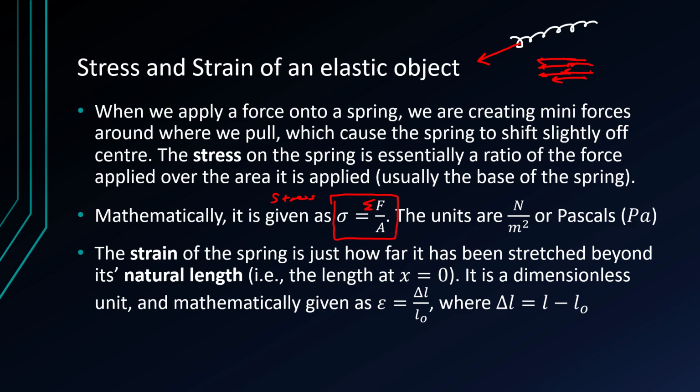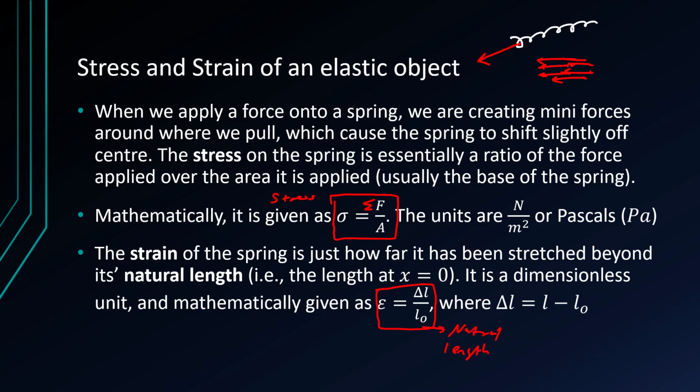Now the strain is essentially just how far it's been stretched, simply. So it's dimensionless and is given this formula here. Epsilon is the change in length over L0, where L0 is the natural length. So if no forces were applied, how long would the spring be?